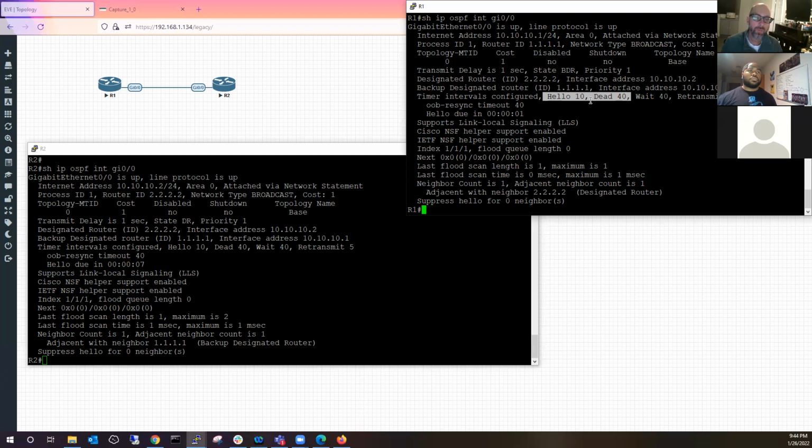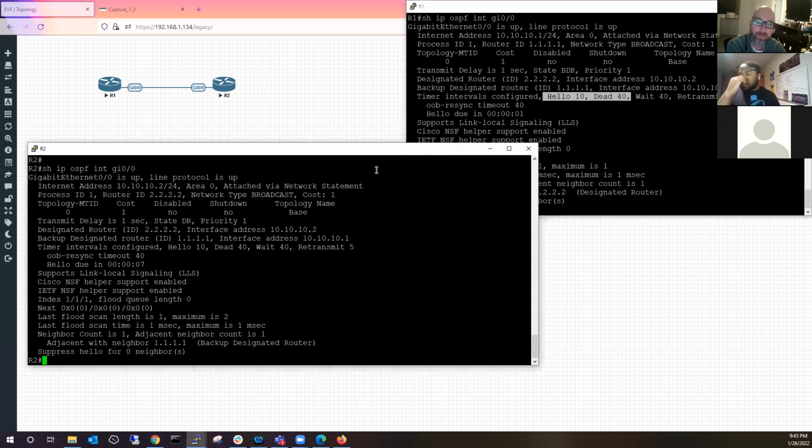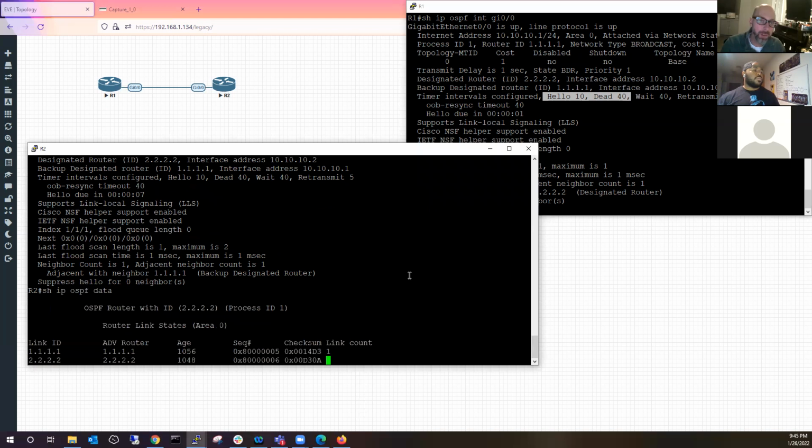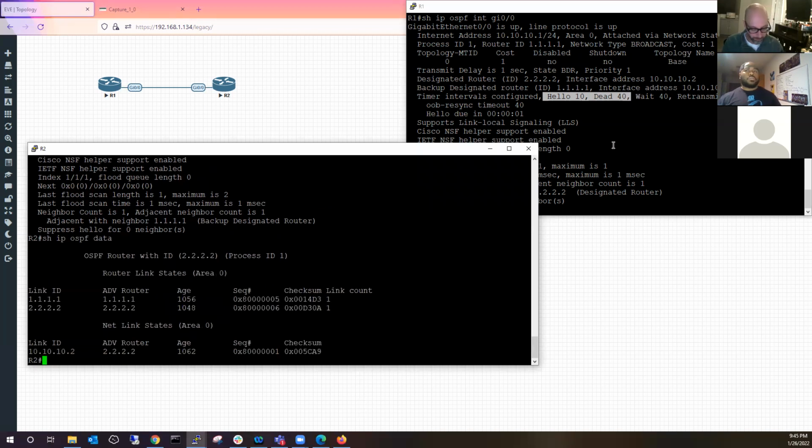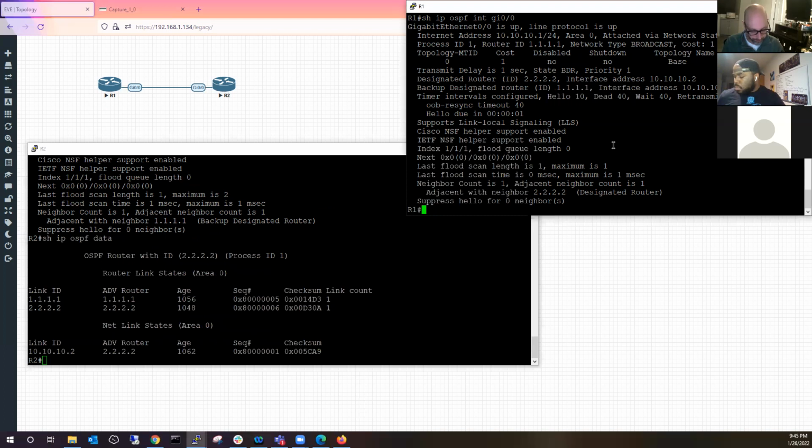OSPF is a very complex protocol. CCNA is just touching the surface. You can get lost for hours within OSPF. But like I said, link state advertisements, you're going to find that they're going to share the same. What was the first type? Broadcast, the network type, broadcast. Okay, yeah.